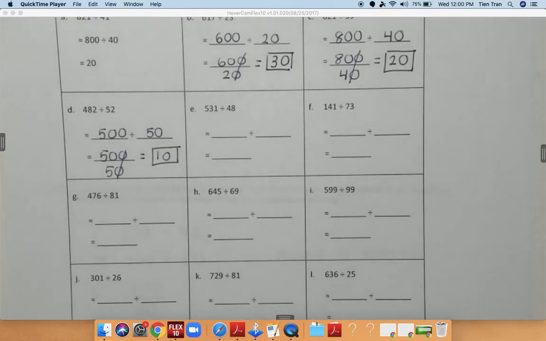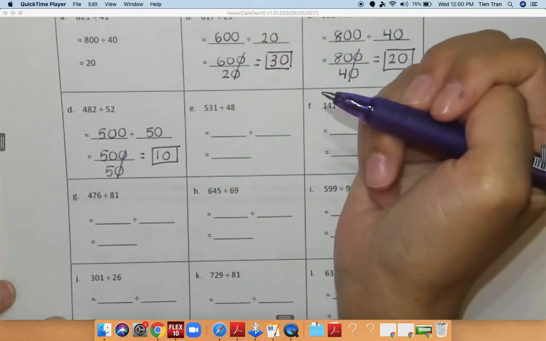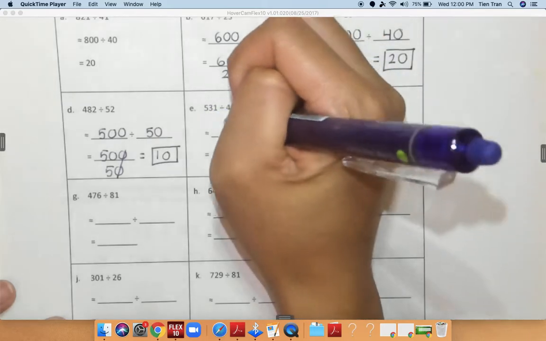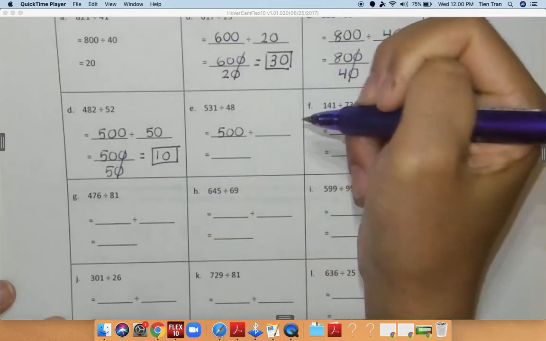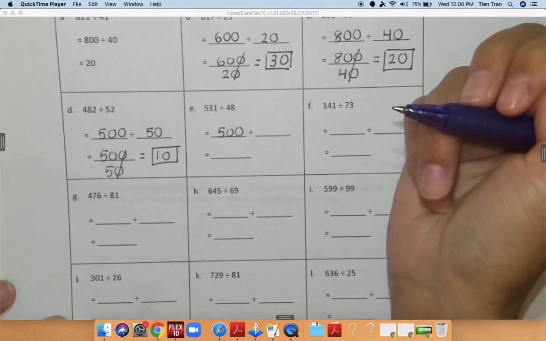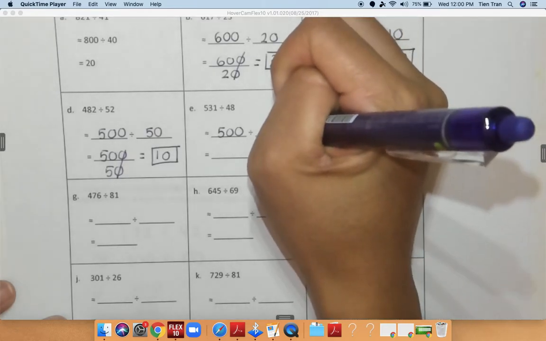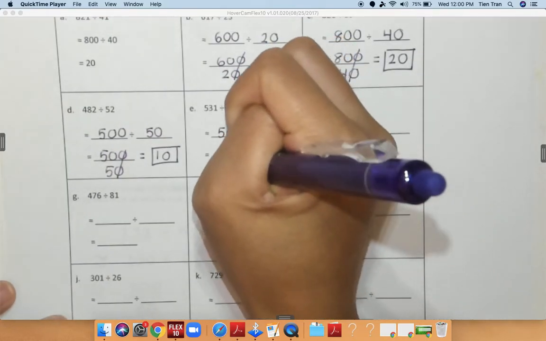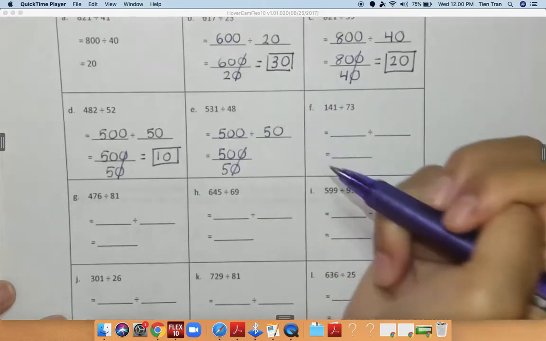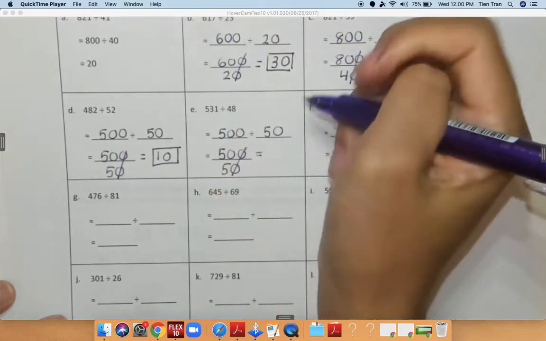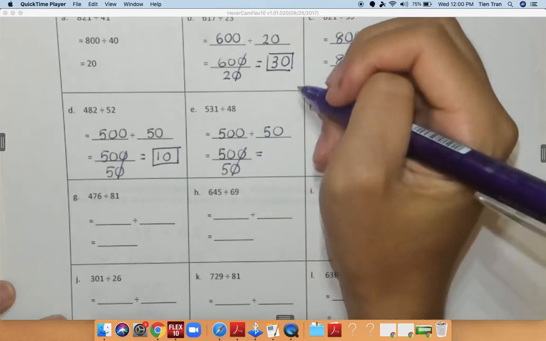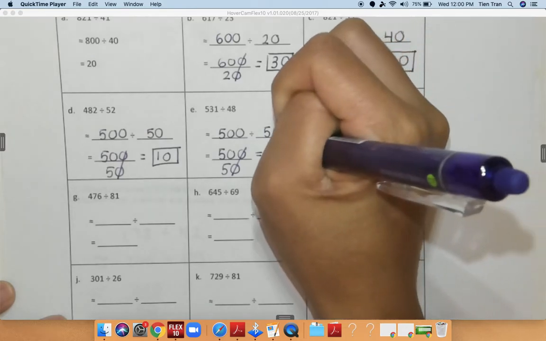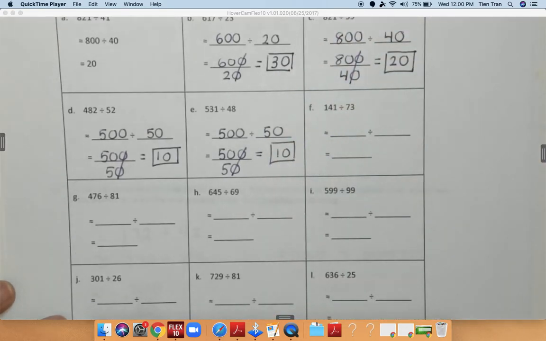Now I'm moving on to problem E. Problem E, I have 531. Is 531 closer to 500 or is it closer to 600? It is closer to 500. Is 48 closer to 40 or is it closer to 50? 48 is closer to 50. How many times can 50 go into 500? I know that 0 divided by 0 is equal to 0. That's why I'm crossing it off. 50 divided by 5, again, is equal to 10. So my final answer is equal to 10.